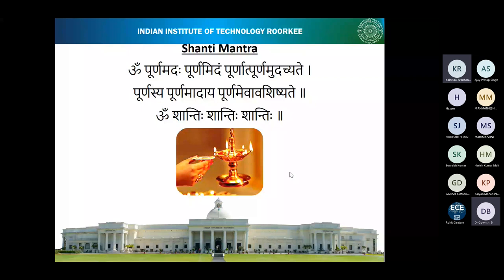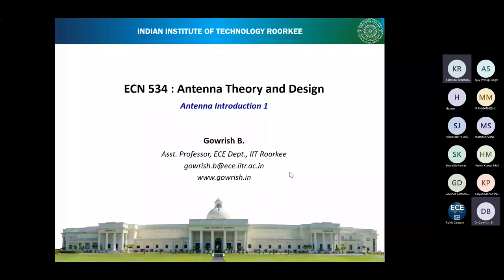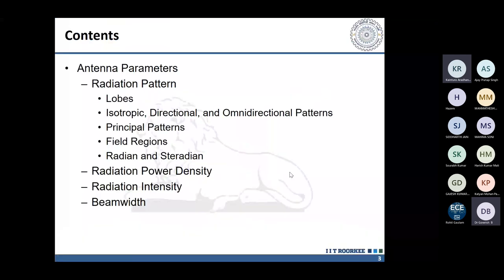Once again, welcome to the class. We were looking into antenna introduction, so we'll quickly cover whatever we have covered in the previous class, and then we'll move on with the remainder of the class. Before the beginning of the class, is there any clarification that any of the students want from the previous class? No, so I think it's clear to most of you. We will anyway brush up now, and then we will take up the remainder of the class.